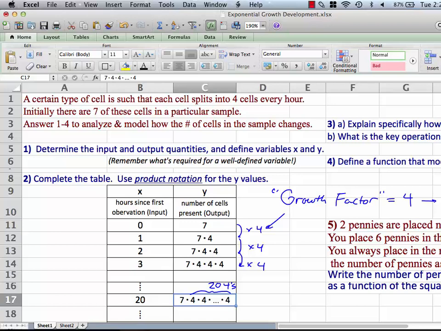Okay, how about the function? So let's call the function g. We call the function g. Who can finish the function for me? Brooke, can you finish that function for me? g of x.